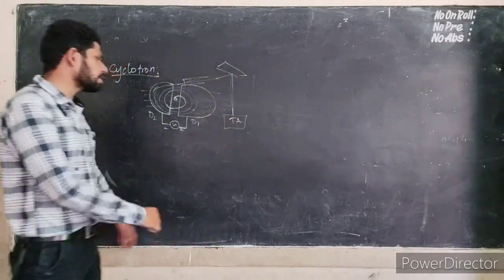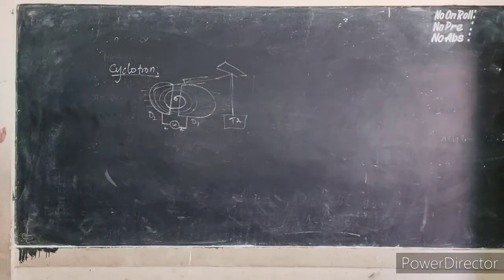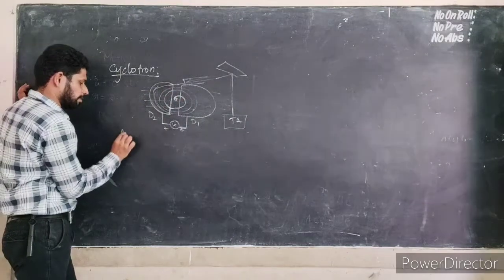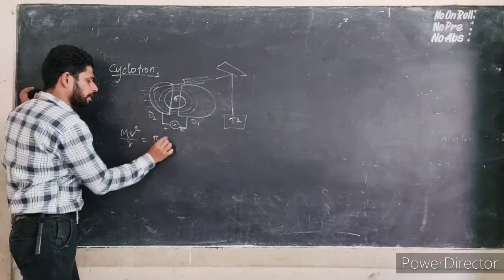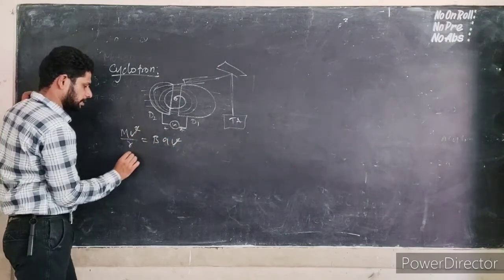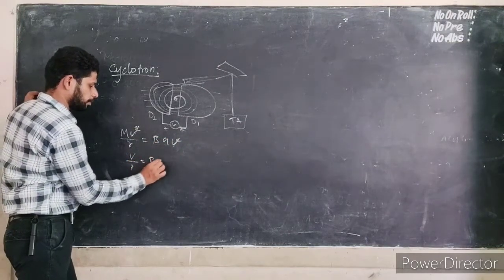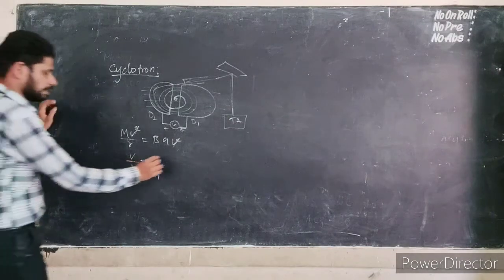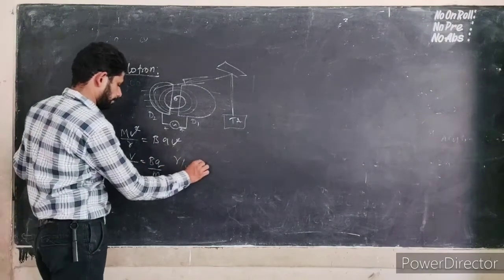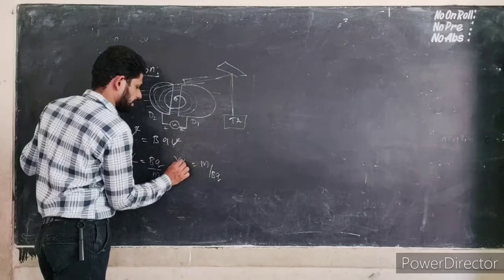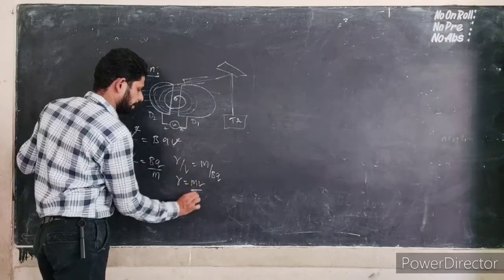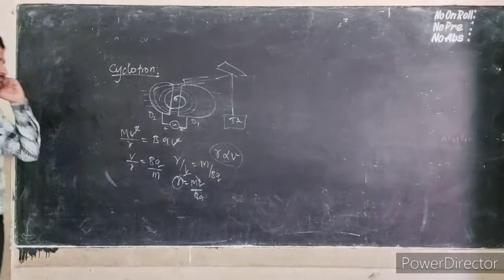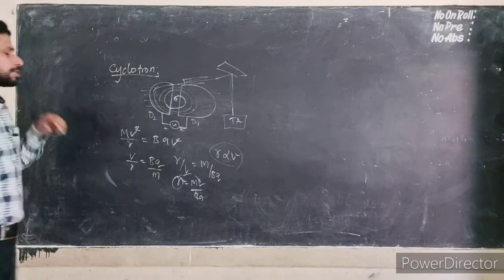Now listen. What is the frequency? We know that the centripetal force is provided by the magnetic force. So mv squared by r equals Bqv. So v will be cancelled, and v by r will be equal to Bq by m. So r by v will be equal to m by Bq. Listen, r equals mv by Bq. So r is directly proportional to the velocity. Whenever the velocity increases, the radius increases.